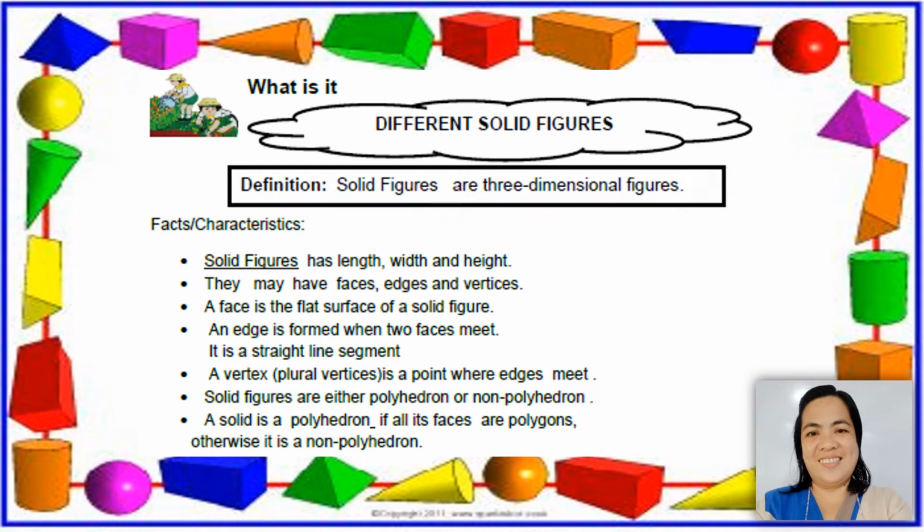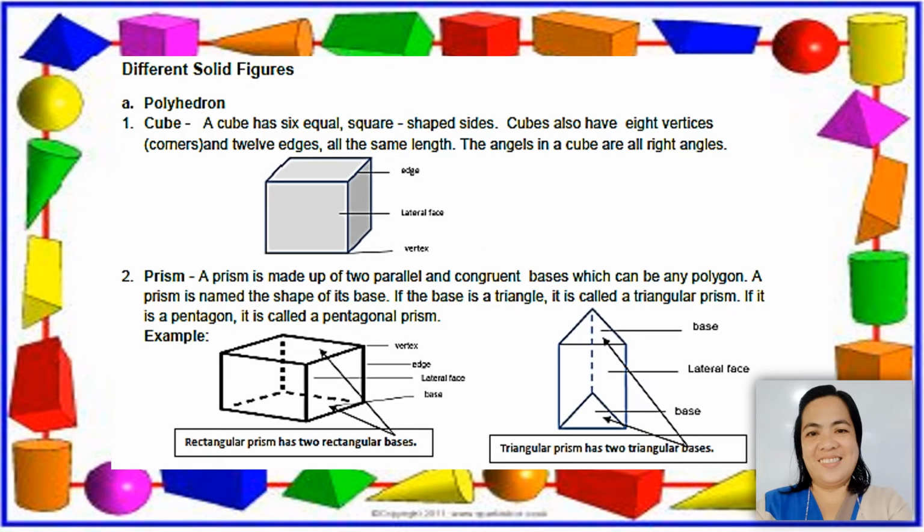Solid figures are either polyhedron or non-polyhedron. A solid is a polyhedron if all its faces are polygons. Otherwise, it is a non-polyhedron. Different solid figures. A, polyhedron. Number 1, cube. A cube has 6 equal square-shaped sides. Cubes also have 8 vertices, corners, and 12 edges, all the same length. The angles in a cube are all right angles.